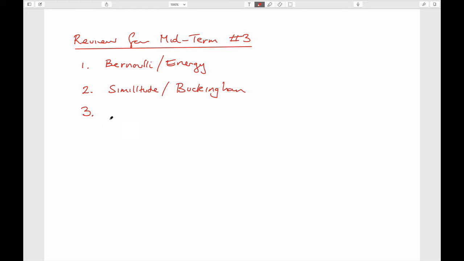And the final one is on Bernoulli again, but also with a part that is conservation of momentum. And it's conservation of linear momentum. So, and also pipe flow, I guess.